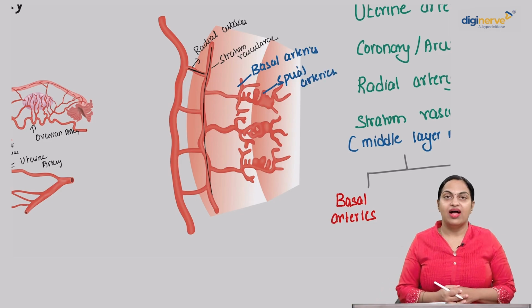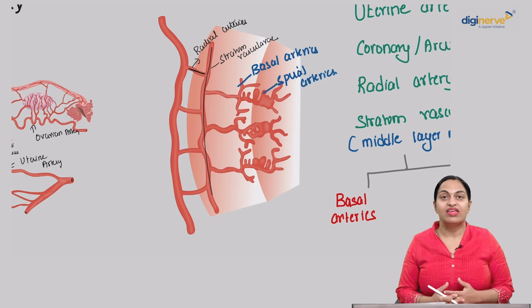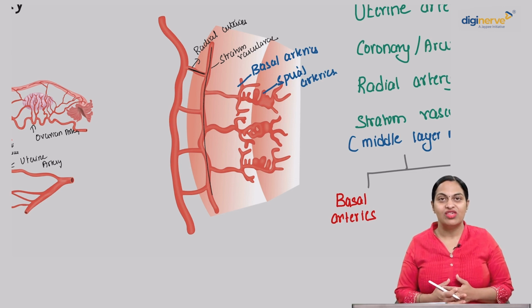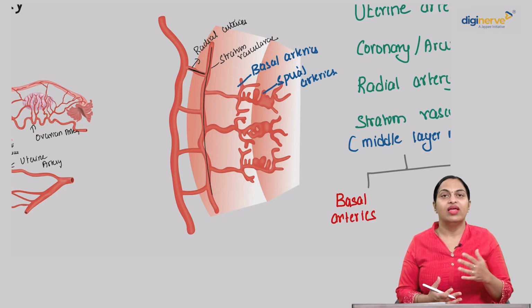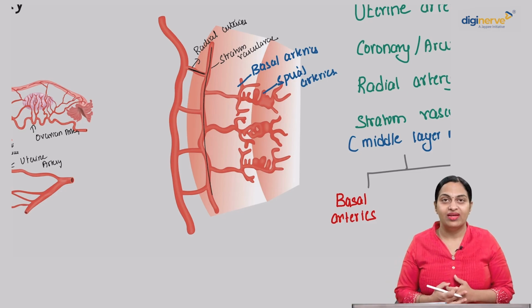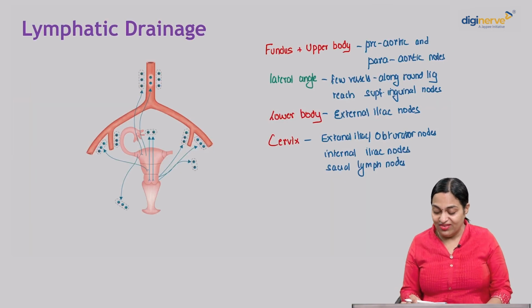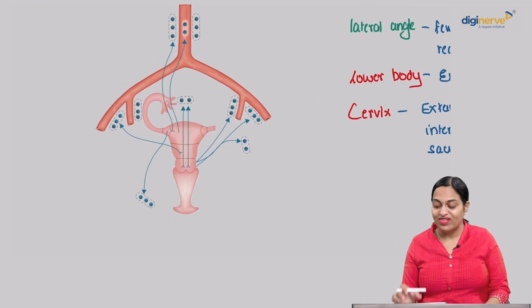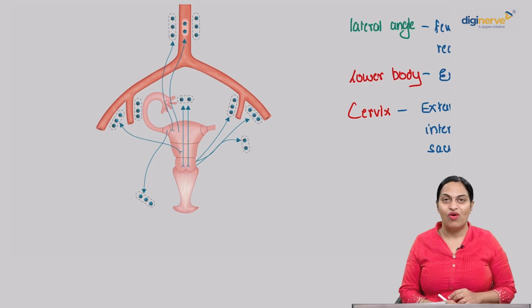The basal arteries, they supply the stratum basale, the basal zone of the endometrium, which doesn't undergo any changes during menstruation. The spiral arteries, the spiral arterioles, they go upwards to supply the functional zone of the endometrium that is shed during menstruation. The lymphatic drainage of uterus and cervix, yes, it is very important.